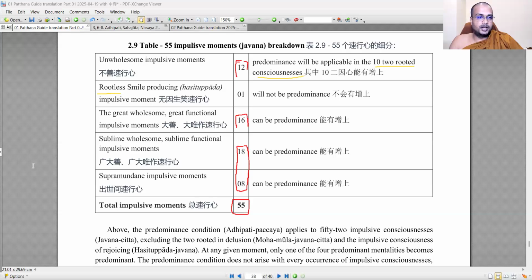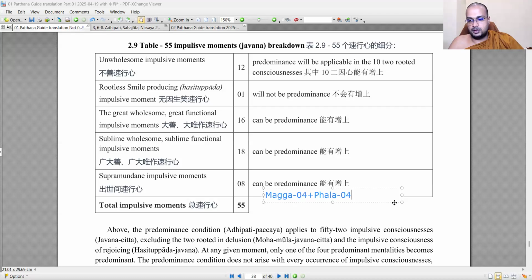Right. So there are a few other factors we need to know here. One is regarding the supramundane impulsive moments. There are eight in total, which are magga and the fruit. There are four magga consciousnesses, where the predominance is applicable. And then we have the phala.